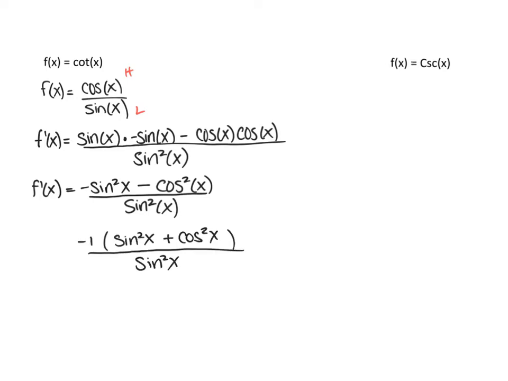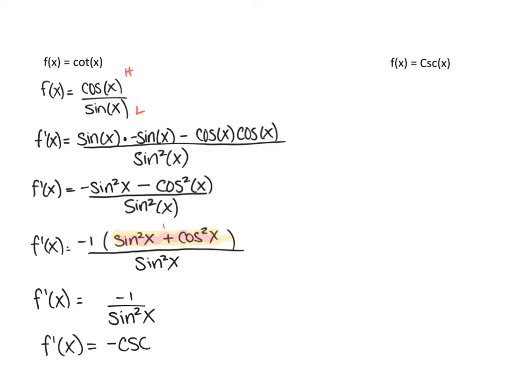So now I have what I need. This sine squared theta plus cosine squared theta, we know from our Pythagorean identities that this whole thing is going to equal 1. So my top for my derivative is simply negative 1 over sine squared. And we know that 1 over sine is cosecant. So my derivative is nothing other than negative cosecant squared x. So the derivative of cotangent is negative cosecant squared.